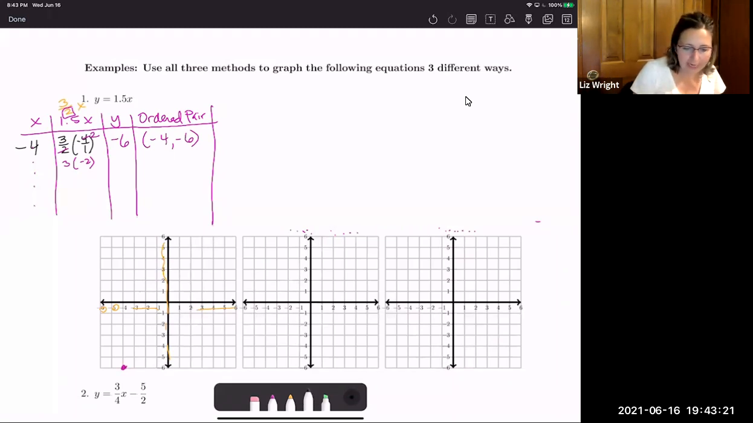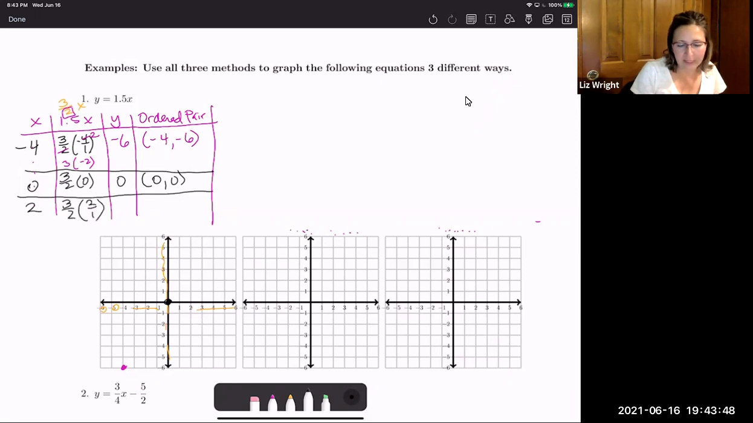So the next one I'm going to try is 0. So that's pretty easy. I'm going to do 3/2 times 0, and that's going to give me 0, which means that my next ordered pair is going to be here at 0, 0. And then I'm just going to pick +2. So I've got 3/2 times 2 over 1. It's going to be 6 over 2, or you could cross off the 2's here, which is going to give us 3. So my last ordered pair I'm going to graph is going to be 2, 3. So right 2, up 3.